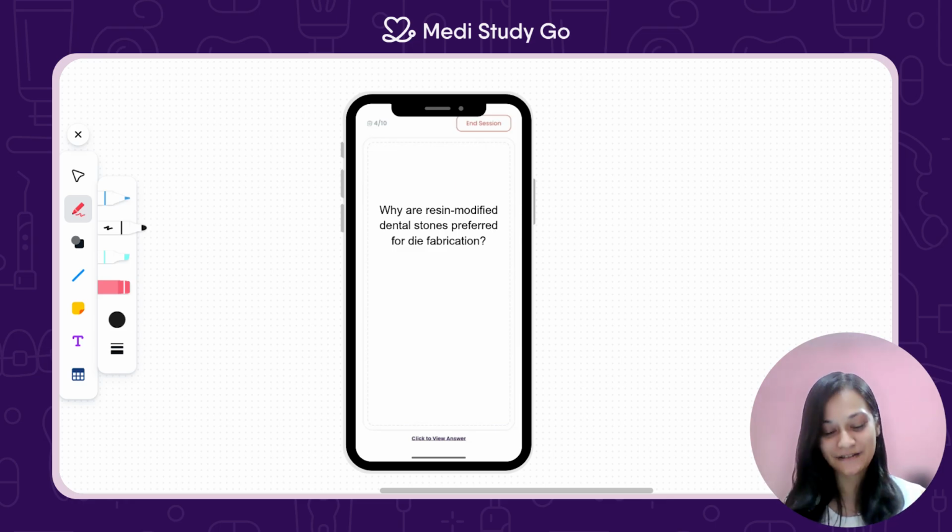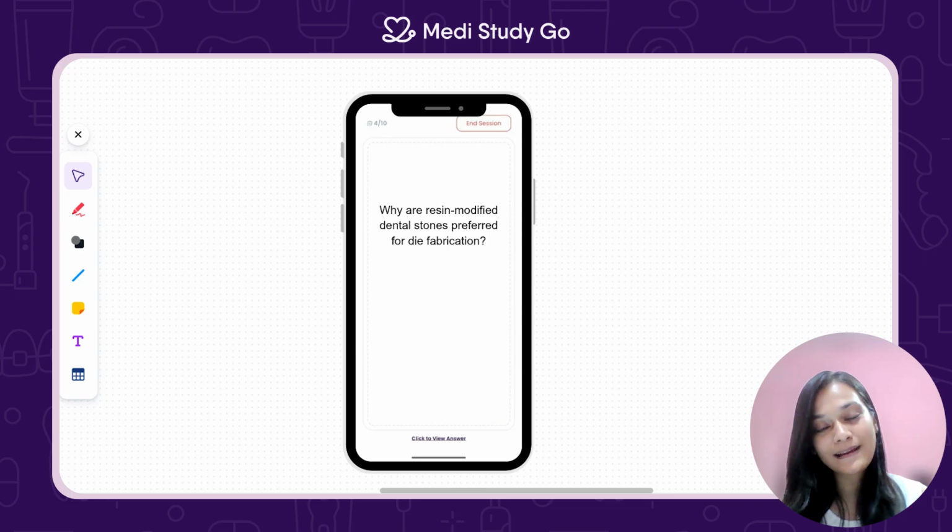I hope you understood the topic well. Let's just quickly solve the MCQ and the flashcard.